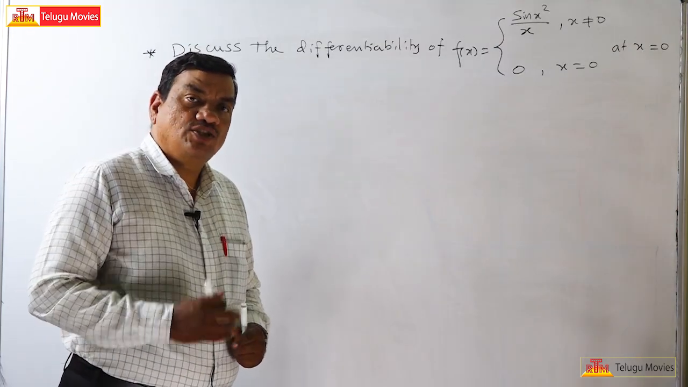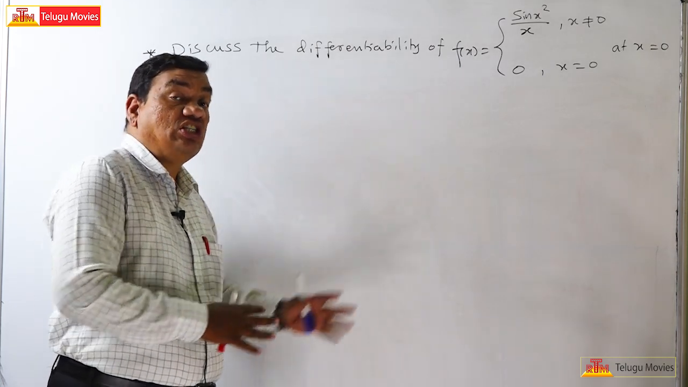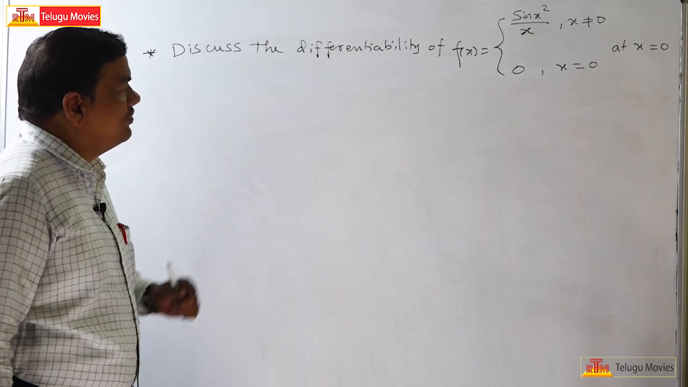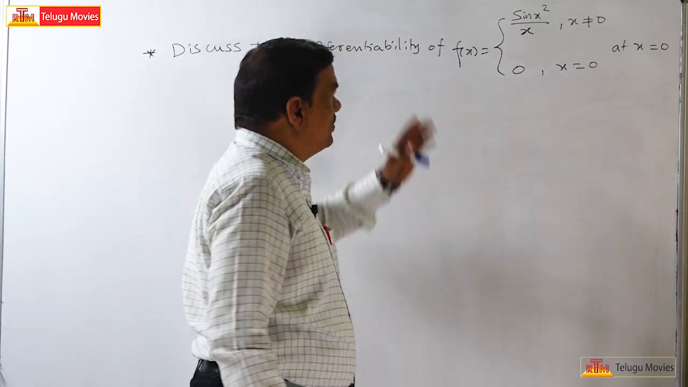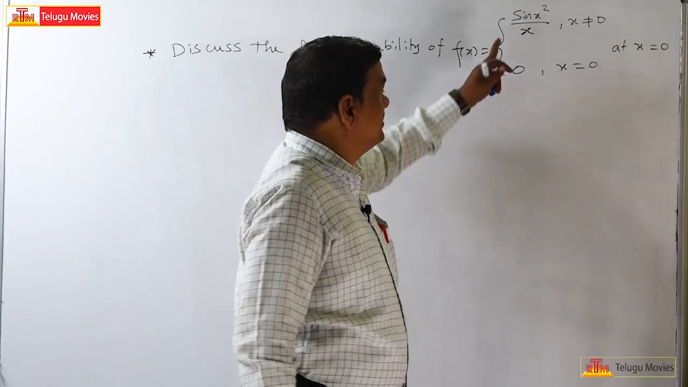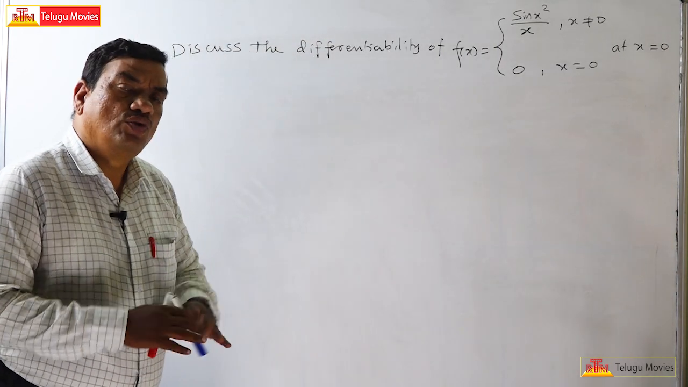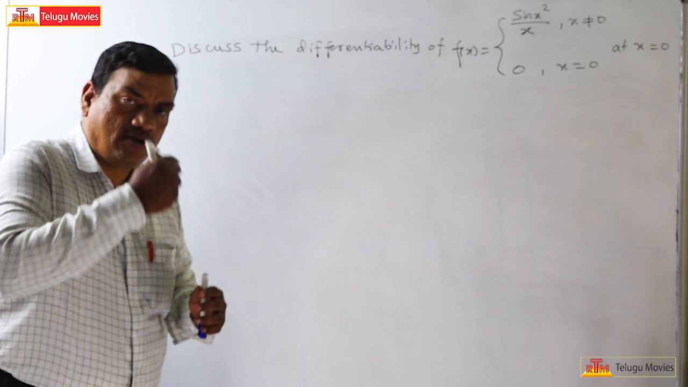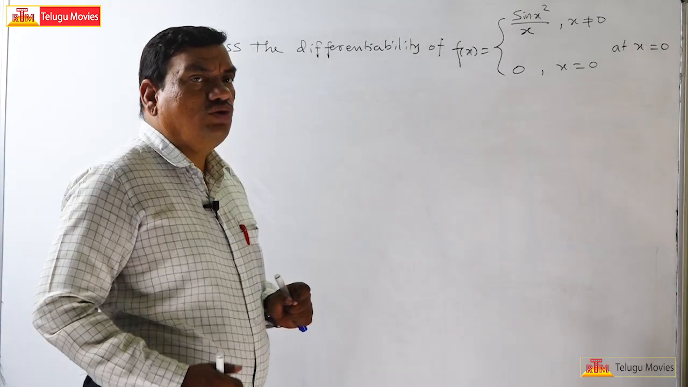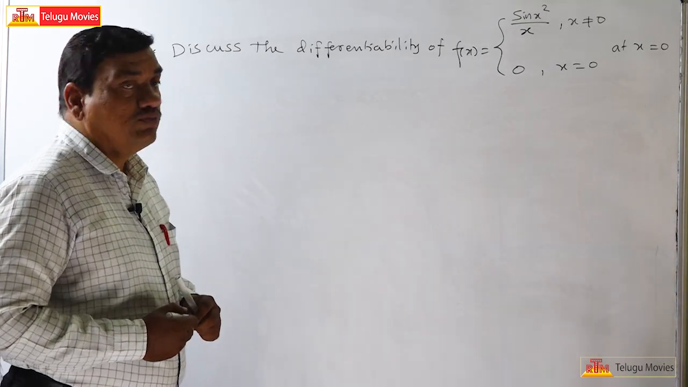Let us take a small problem based on the concepts that we have discussed. Discuss the differentiability of the function f of x, defined as sin x square by x when x is not equal to 0, and when x is equal to 0, the function f of x takes the constant value 0. So at x equal to 0, we have to discuss the differentiability of this function.